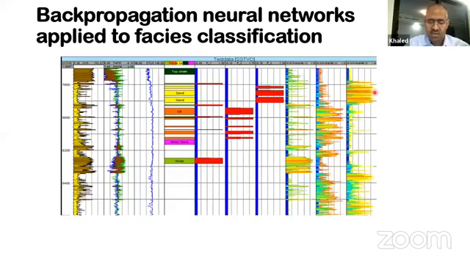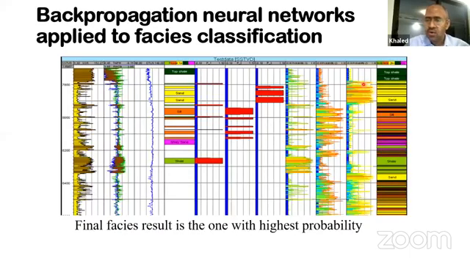After that, the system will go through each depth and see which one is dominant. Here is sand, I will assign it sand. Here, which one is the biggest? This one is shale, I will assign it shale. And so on and so on and so on.